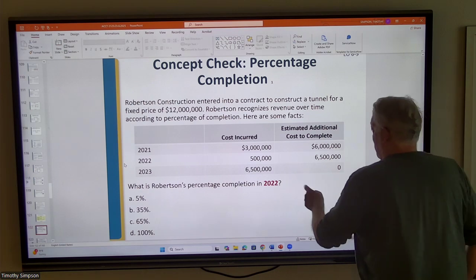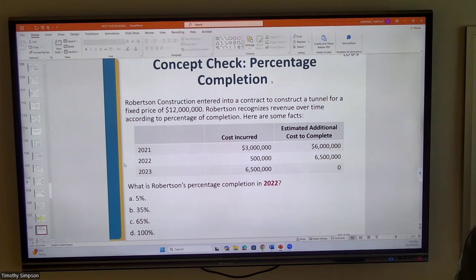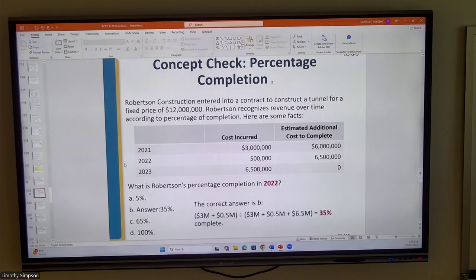So what is the percentage of completion as of 2022? All right, well, we're going to use this cost method here, and we're going to see where we are. As of the end of 2022, we've incurred $3 million in the first year, $500,000 in the second year, so that's $3.5 million, divided by the total estimated cost. So $3.5 million divided by $6.5 million is going to be 35%. Okay, and I'm sorry, it's not $6.5 million. It's $3.5 million plus $6.5 million is $10 million.